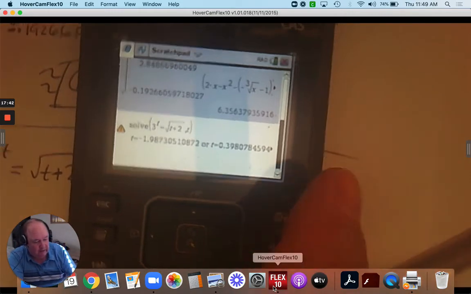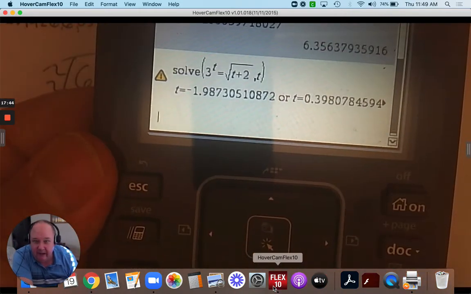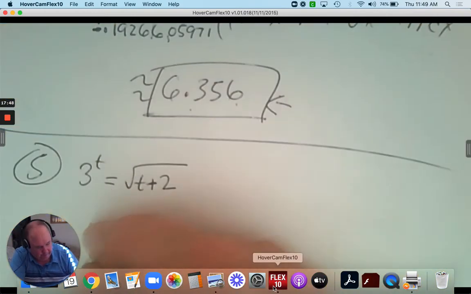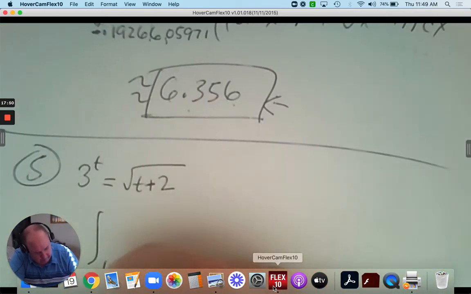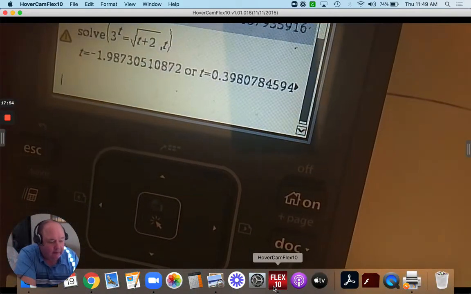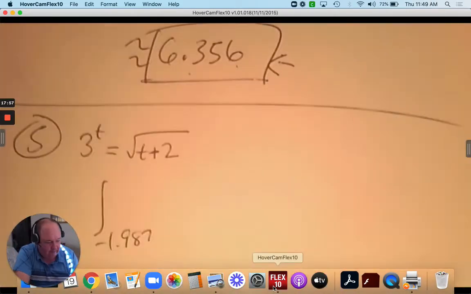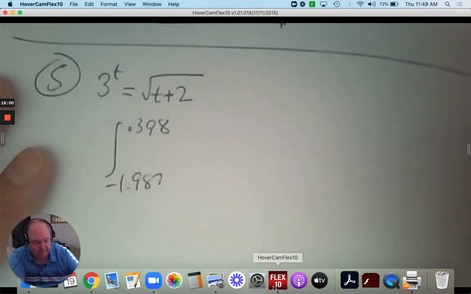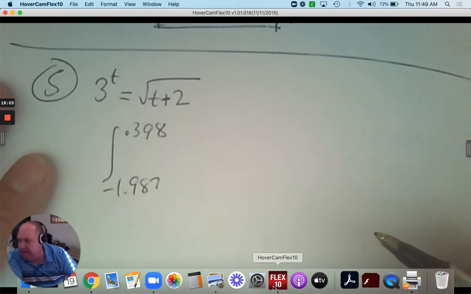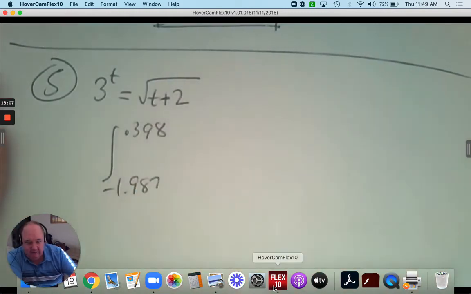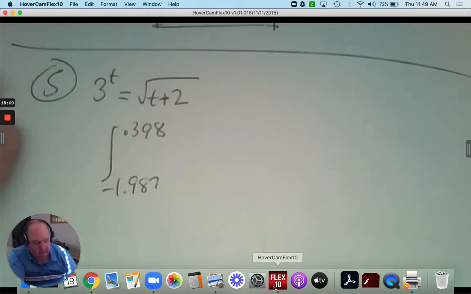So approximately it goes from a negative 1.987 and then the upper bound is 0.398. And again, I'm going to copy paste when I do it. Now, what's going to be my upper and what's going to be my lower from that? Let's use our calculator to graph this so you can see it better.